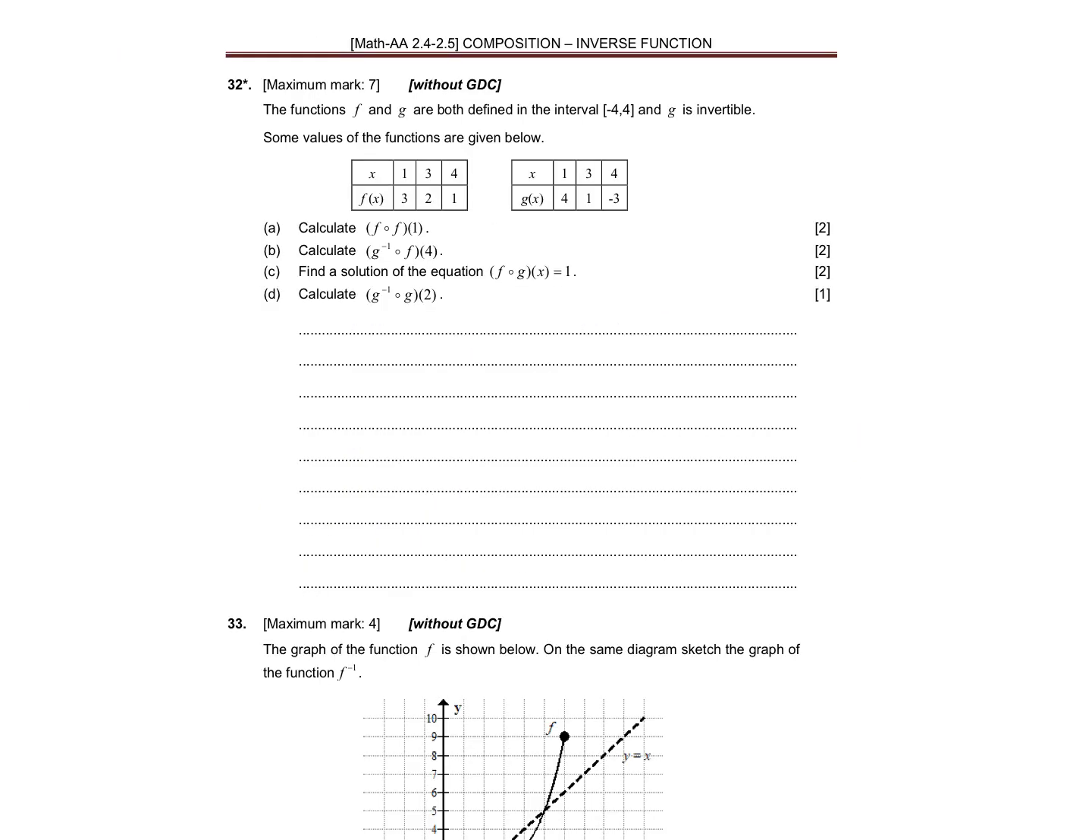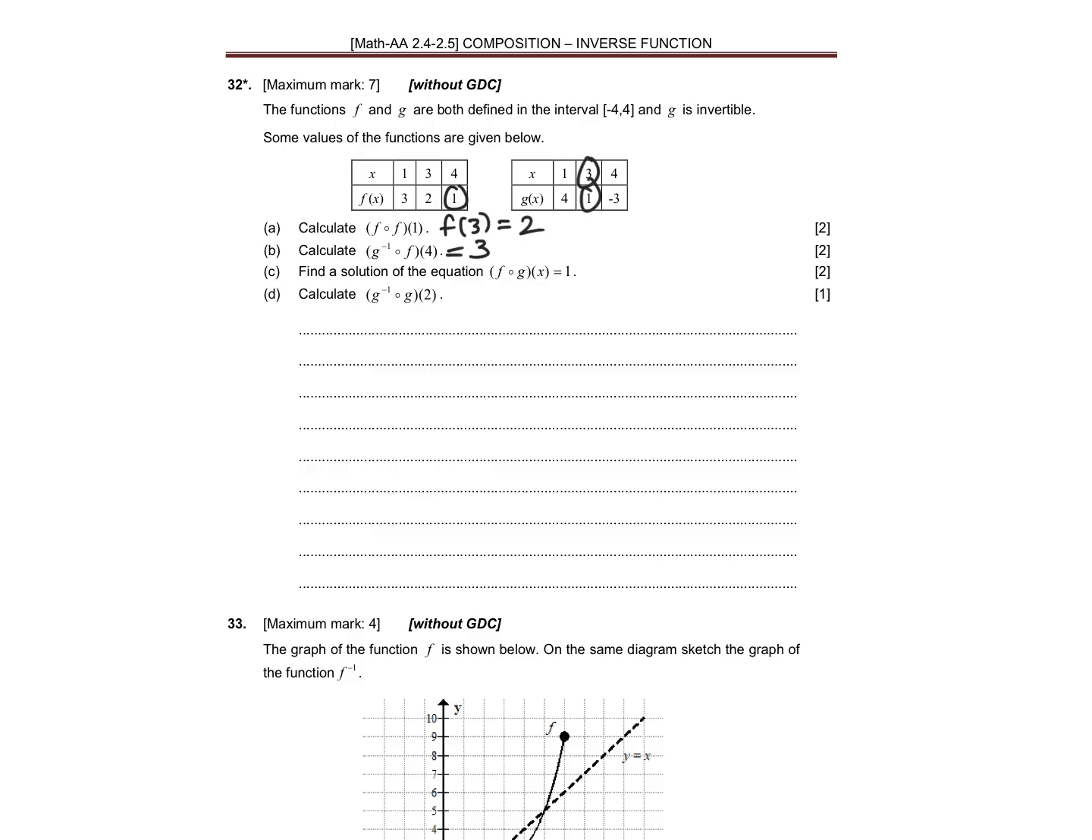All right, 32, calculate f of f at 1. All right, f at 1 is 3 because of this, and f at 3 is 2. g inverse of f at 4. So f at 4 is 1, and then we want when is g 1? Well, it's at 3. So this is 3.